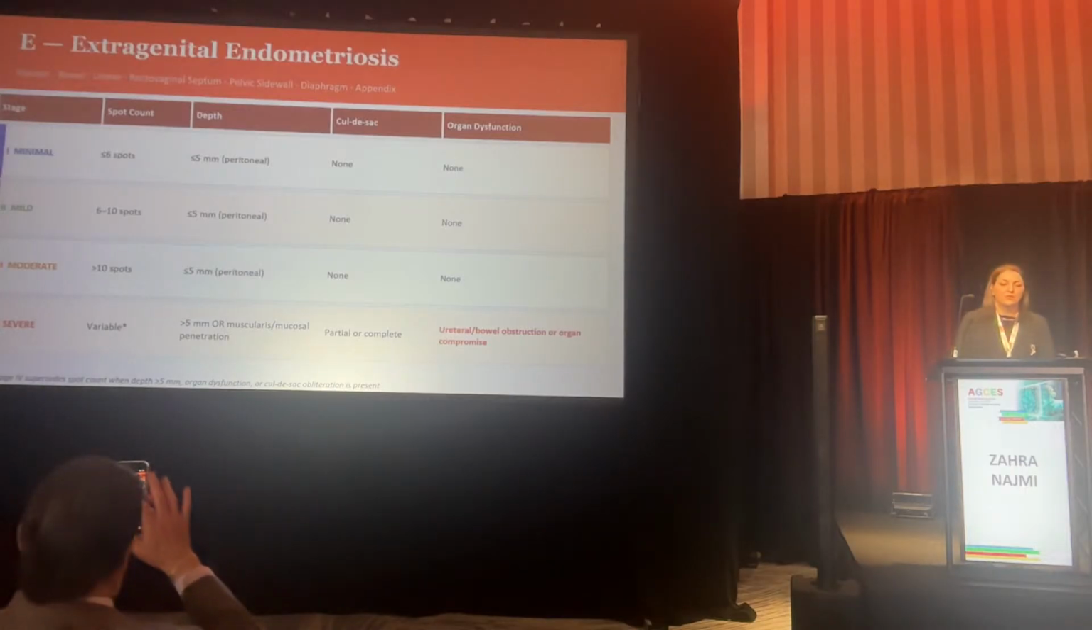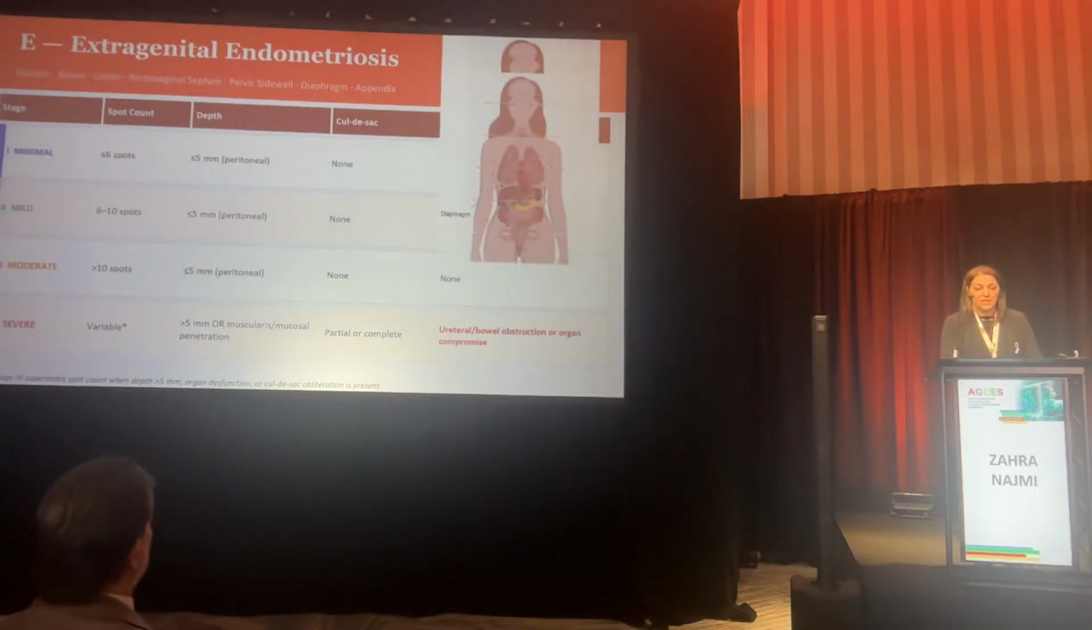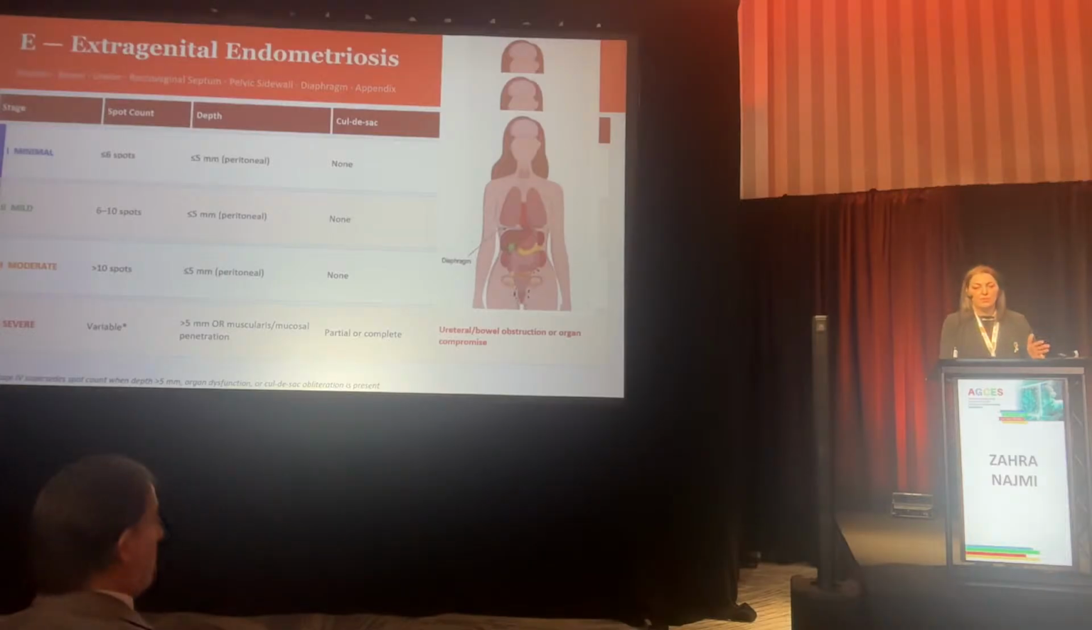For extragenital endometriosis, we'll be evaluating bladder, bowel, ureter, rectovaginal septum, pelvic side wall, diaphragm, and appendix for any endometriosis lesions. This component is also staged from 1 to 4: minimal, with spots lower than 6 and depth of penetration lower than 5 millimeters. The mild one, 6 to 10 spots, lower than 5 millimeters. Moderate, more than 10 spots, lower than 5 millimeters. And finally, stage 4 could have completely variable spot counts, but the depth of penetration is definitely more than 5 millimeters. Any penetration to mucosa or muscularis could be considered as stage 4 of extragenital endometriosis.